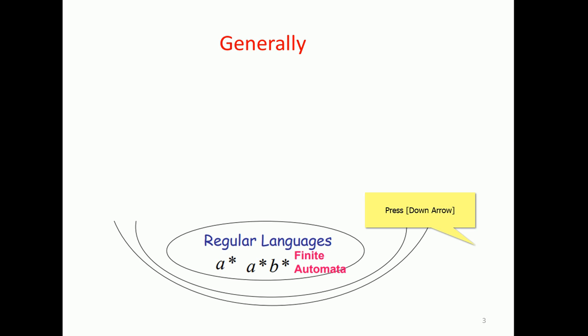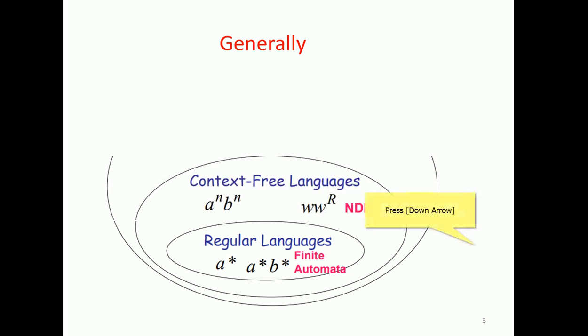Coming to the discussion about the context free languages, for example, a power n and b power n, where n is equal to 0 to some finite quantity. The example may be a string and the reverse of the string, that can be performed by the non-deterministic push-down automata theory. So that is the context free languages.